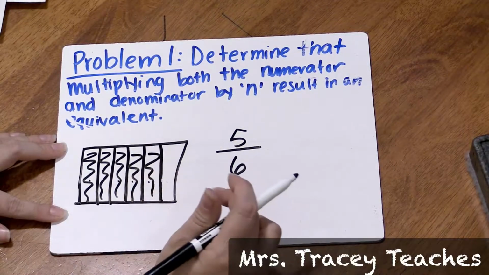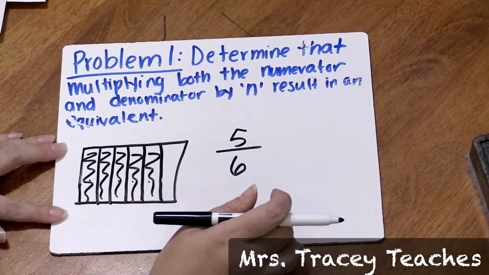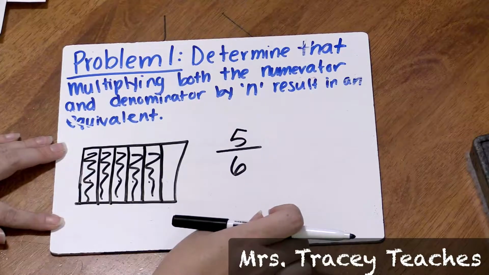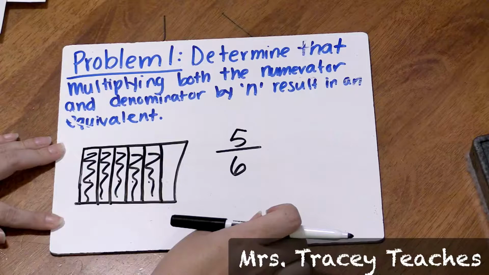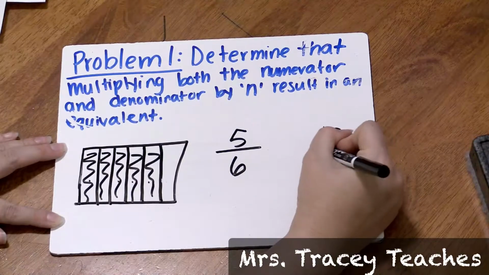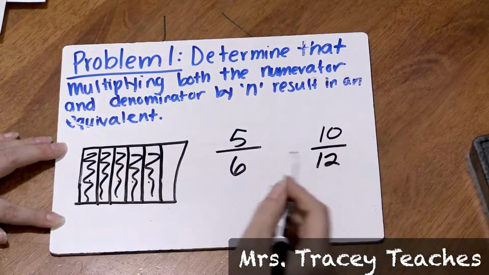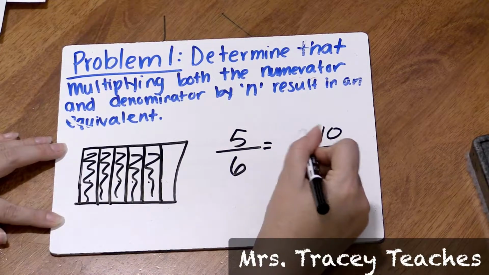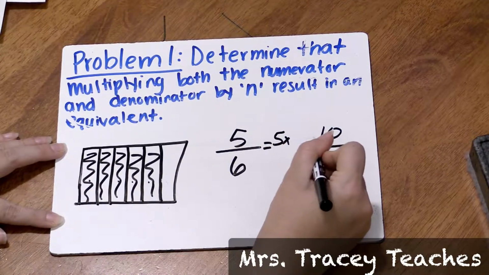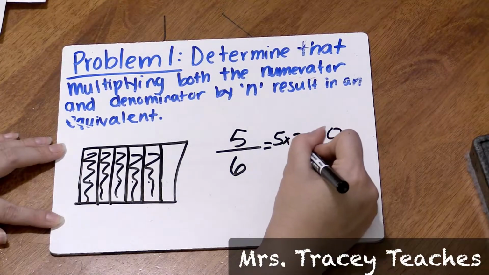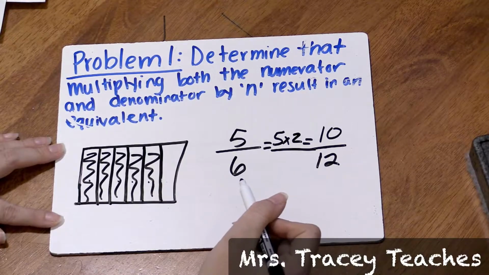Now we're going to show that 5/6 is equivalent to 10 twelfths. How are we going to do that? Well, 5/6, if it's going to equal 10 twelfths, what do I have to do? 5 times what number equals 10? You're right, 2. 5 times 2 equals 10.